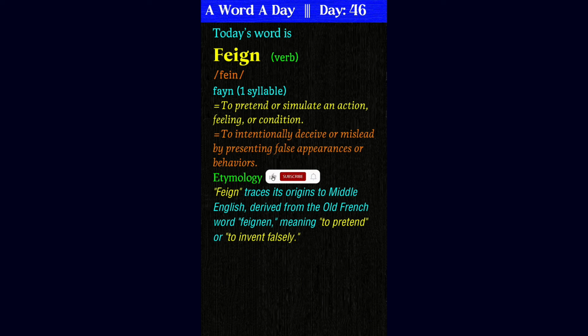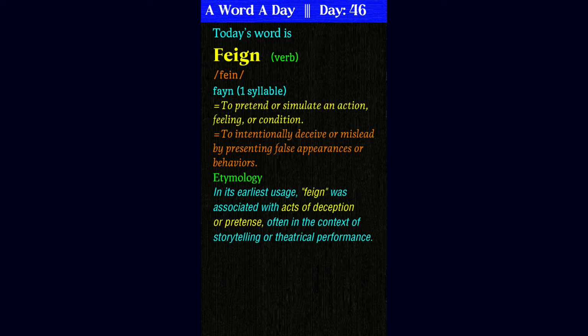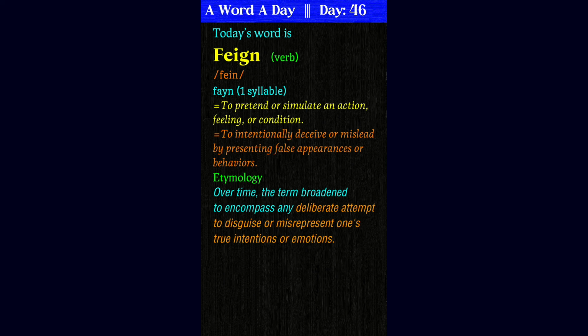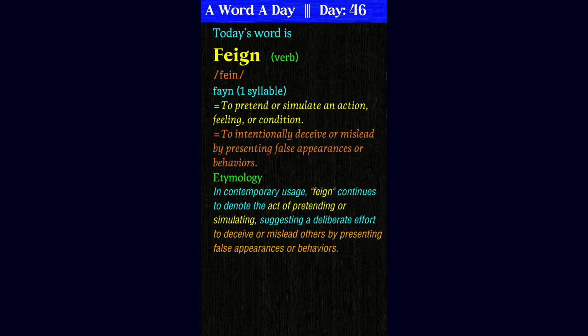Etymology. Feign traces its origins to Middle English, derived from the Old French word feignen, meaning to pretend or to invent falsely. In its earliest usage, feign was associated with acts of deception or pretense, often in the context of storytelling or theatrical performance. Over time, the term broadened to encompass any deliberate attempt to disguise or misrepresent one's true intentions or emotions. In contemporary usage, feign continues to denote the act of pretending or simulating, suggesting a deliberate effort to deceive or mislead others by presenting false appearances or behaviors.